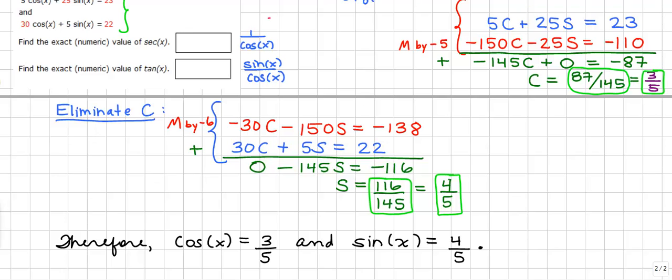Okay, let's go up here. So if secant's the reciprocal of cosine, then if cosine's 3/5, secant must be 5/3. If tangent is sine divided by cosine, then you have the value 4/5 divided by the value 3/5, which reduces to the value 4/3. Okay, and that's how we solve a system of equations completely by elimination. You, however, again, could have used substitution entirely or a combination of elimination and substitution.